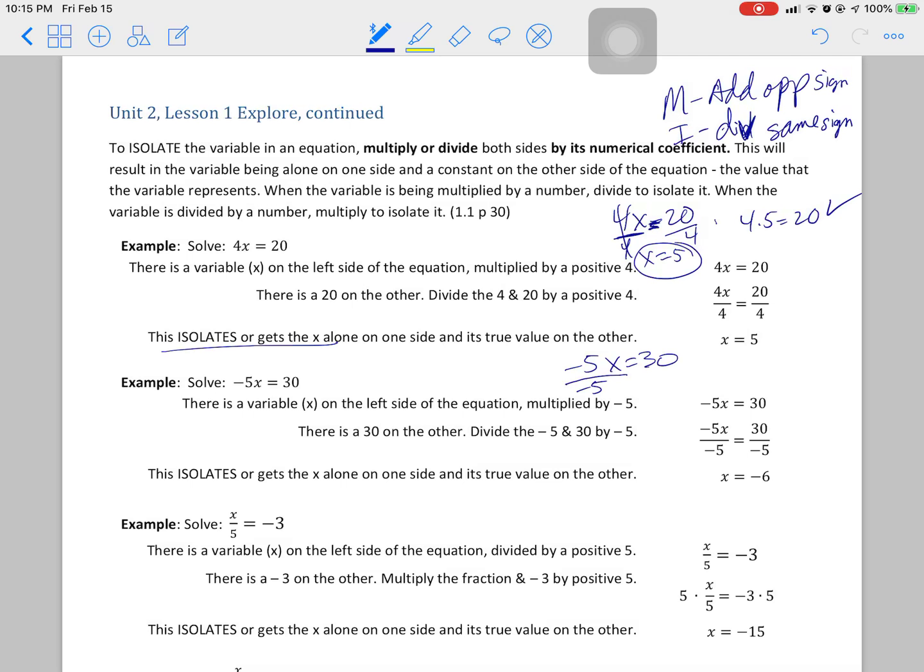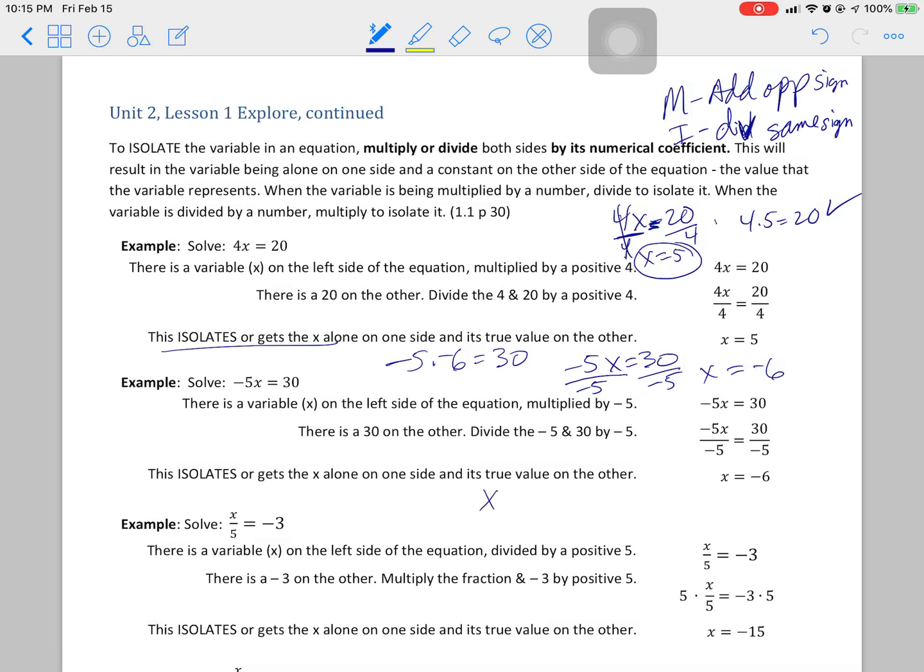Okay, so when we're moving, remember we use the opposite. So removing a -3, we want to add 3 to both sides. Well, if you're isolating, you're dividing by the same sign. So if it's a +4, I want to divide by a +4. If it's a -5, I want to divide by a -5. And whatever I do to one side, I do the other side. So that's going to equal what? -6. And you can always put that in there. -5 times -6 has to be 30. So we're good. Okay.